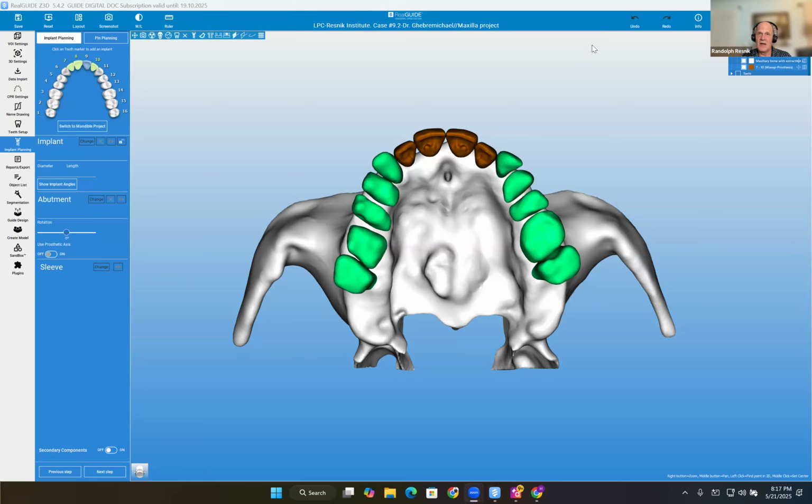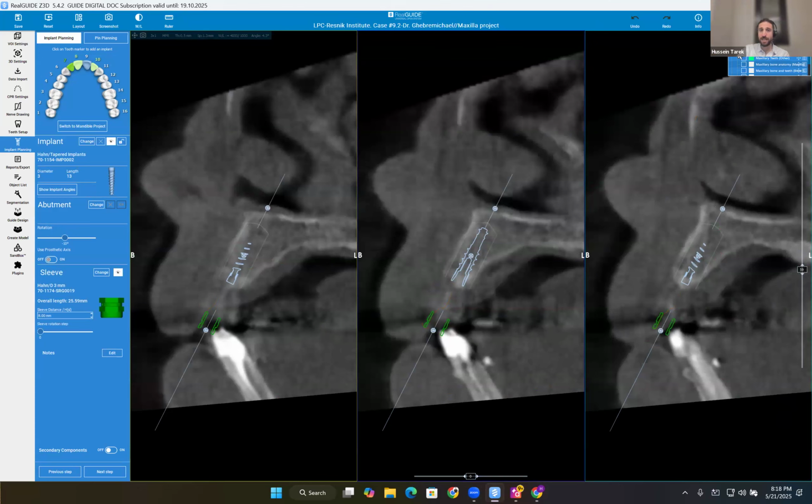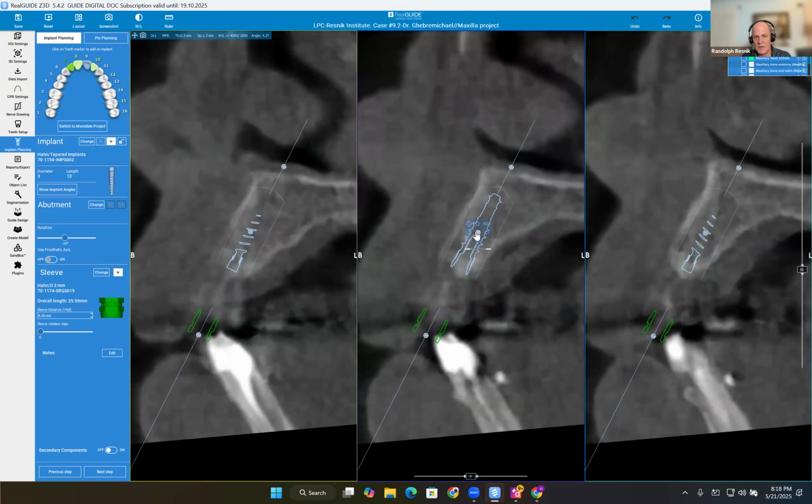With that being said, Hussein, did you do any implants on this one? Yes, sir. I did add 3 implants at the sites of number 7, 8, and 10, Dr. Resnik. I'm going to start presenting the cross-section images right away for you, sir. So that's the first implant. Perfect. Dr. Resnik, that one looks good.